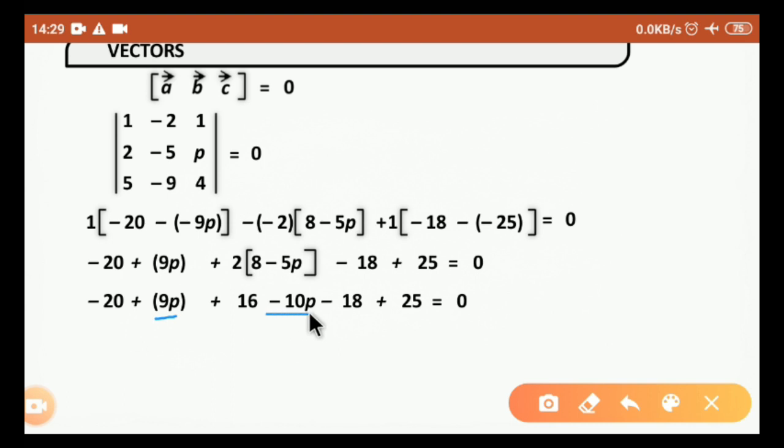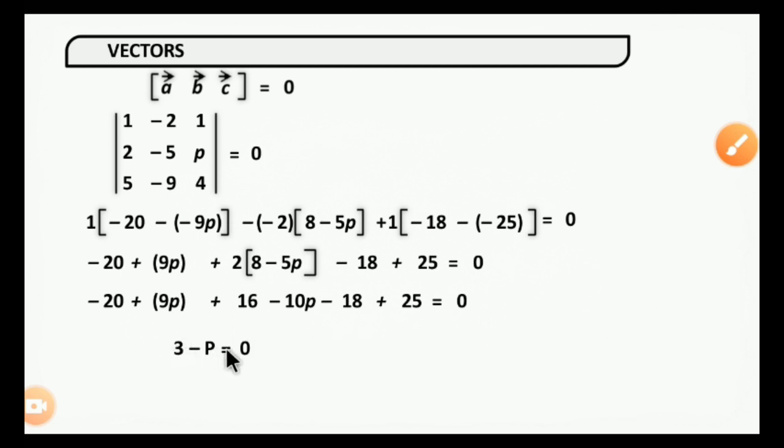Now make this simplification to get the value of p here. So here we have minus 10p and plus 9p. On subtraction, because both are having opposite sign, we will get minus p, and minus 20 minus 18 means it becomes minus 39 and plus 16 is minus 23. So after this simplification, we will get 3 minus p is equal to 0. So that p is equal to 3 here. So this is the required value of p for this given problem.